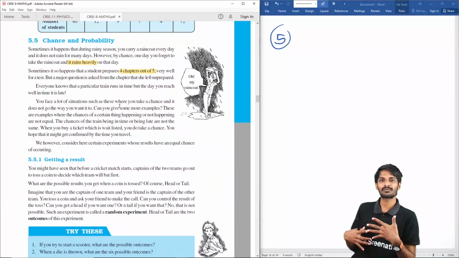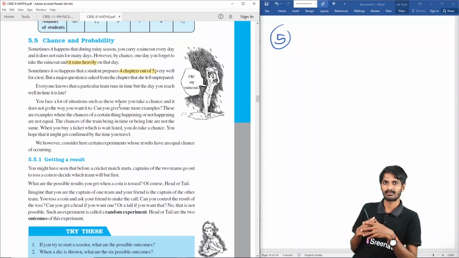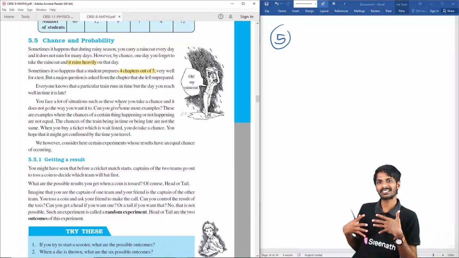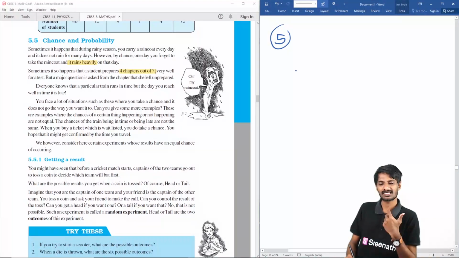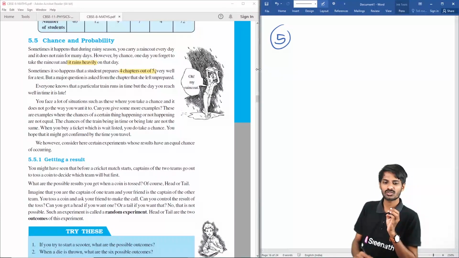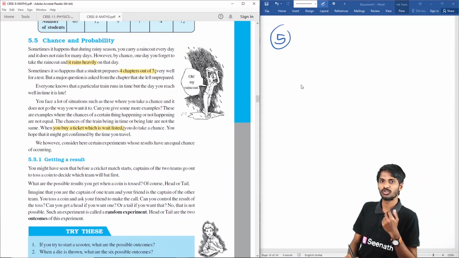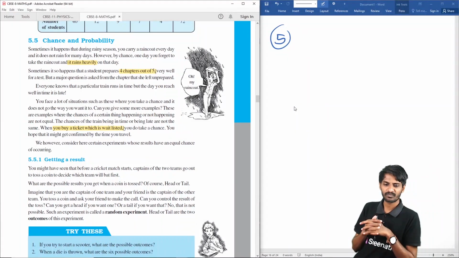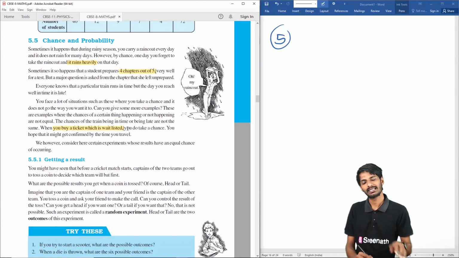Sometimes what we expect does not happen. We expect something, but it doesn't work out. In these situations we say, oh, our chance has been missed, we were misguided, or our guess was wrong. Okay, students. Sometimes we buy a train ticket which is waitlisted. We hope it will get confirmed. But how much chance is there to get confirmed? We don't know. There is some chance to get confirmed, but not a full chance. There is some probability like that, students.